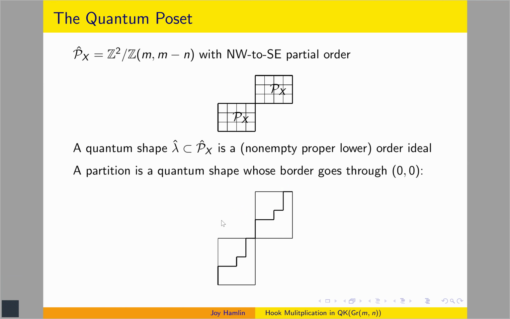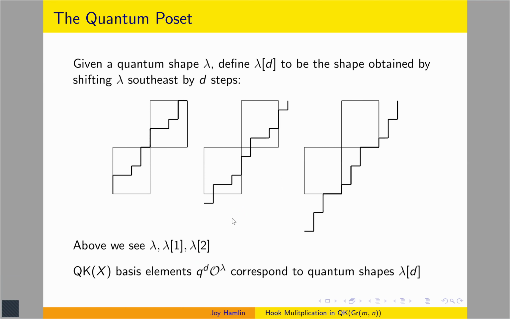Okay. So if I have a quantum shape lambda, I can define lambda shifted by d to be the shape obtained by shifting lambda southeast by d steps. So if lambda is on the left, lambda shifted by 1 is in the middle, and lambda shifted by 2 is on the right. It goes on forever in both directions. I've just drawn a part of the path.